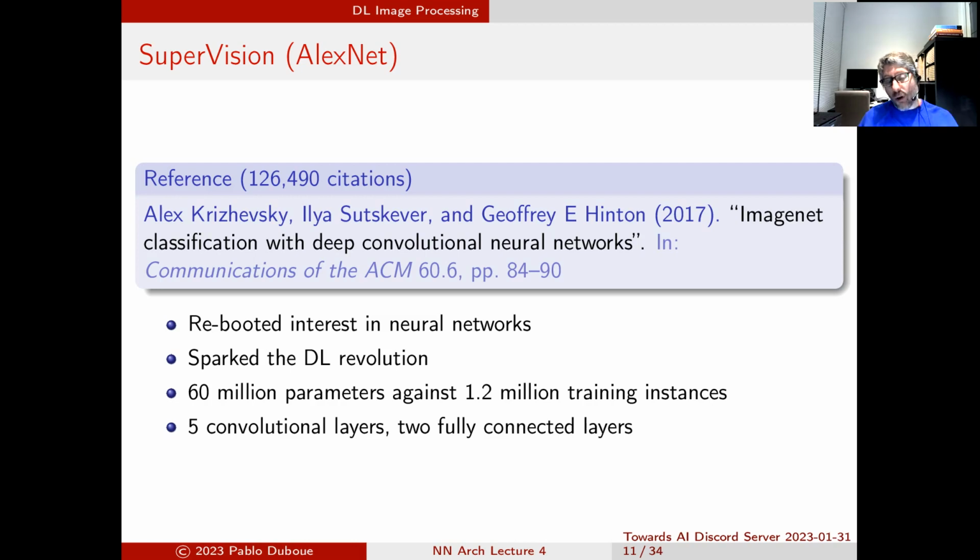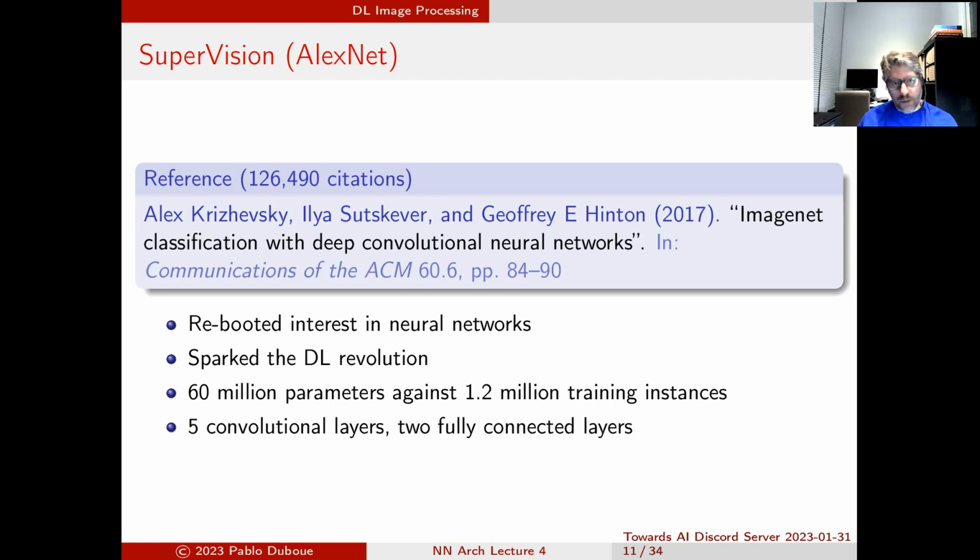Yes, so we have a whole community of computer vision people who were working with feature-based systems based on SIFT, HOG, manually designed features, and then here they come with this system with 5 convolutional layers. It works better, yes, but the part that is really amazing about this system is that it has 60 million parameters, and it's only training them against 1.2 million instances. Interestingly, later work in that decade actually reduced the number of parameters.